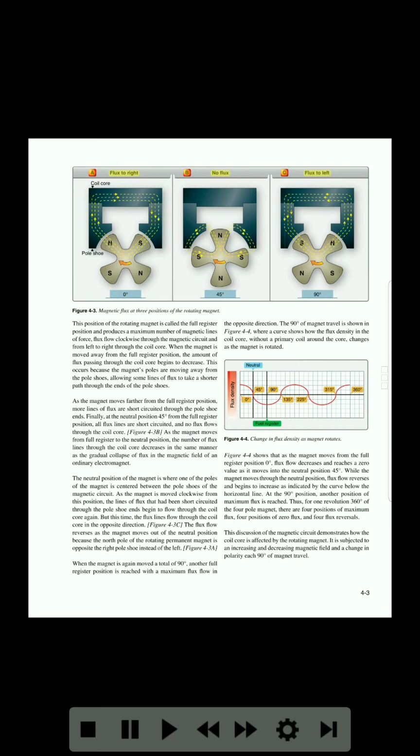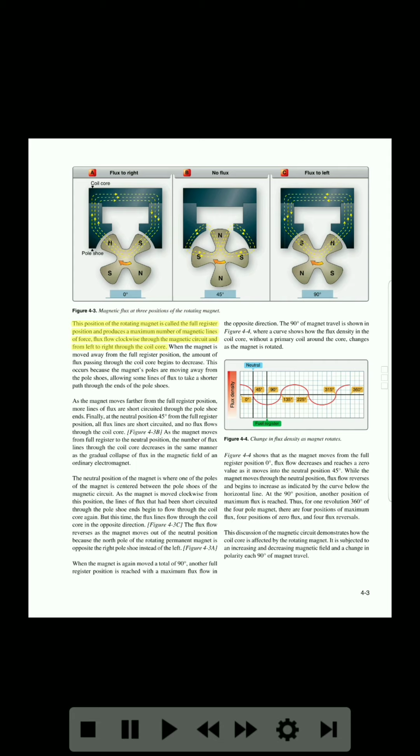A: flux to right. B: no flux. C: flux to left. Coil core. Pole shoe. 0 degrees, 45 degrees, 90 degrees. Figure 4-3. Magnetic flux at three positions of the rotating magnet.